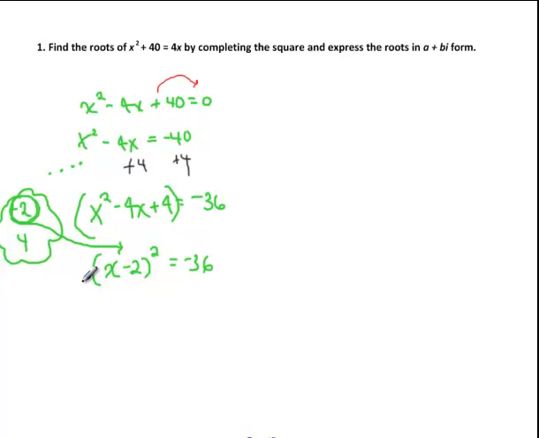Now we solve. Take the square root of both sides. x minus 2 is left over here. And the square root of negative 36 is plus or minus 6i. We know it's going to be i because it said in a plus bi form. Move the 2 to the other side, and x equals 2 plus or minus 6i.